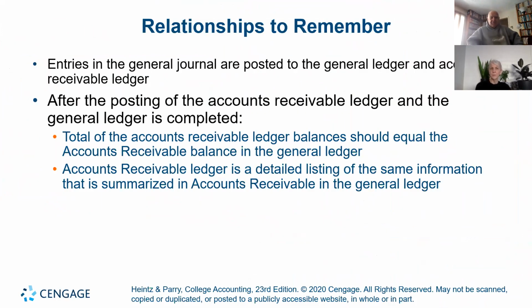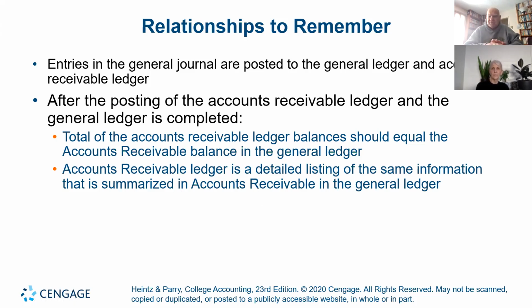Relationships to remember. Entries in the general ledger are posted to the general ledger and accounts receivable ledger. They're married, you know. After the posting of the AR ledger and the general ledger is complete, the total of the accounts receivable ledger balance should equal the accounts receivable balance in the general ledger. We should know that. The AR ledger is the detail listing of the same information that is summarized. General ledger control account, AR ledger subsidiary.